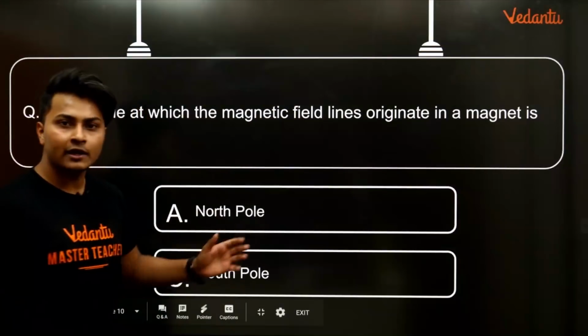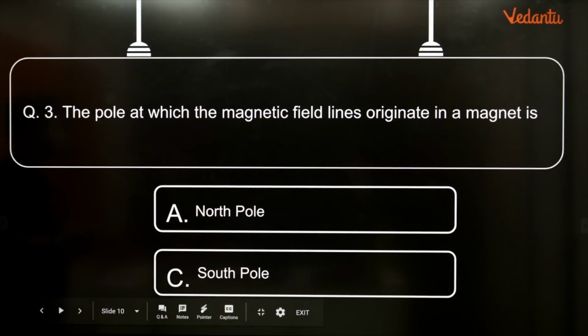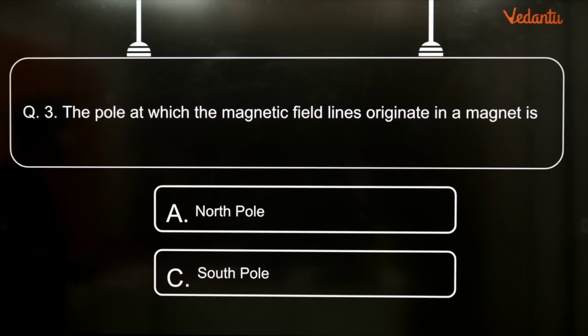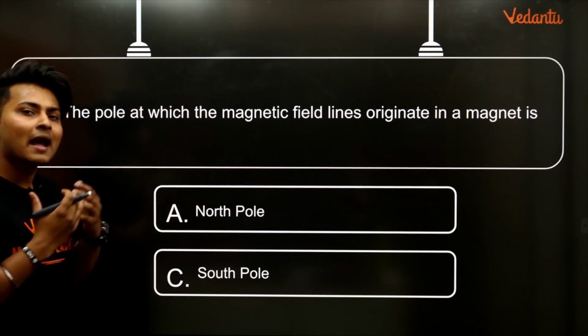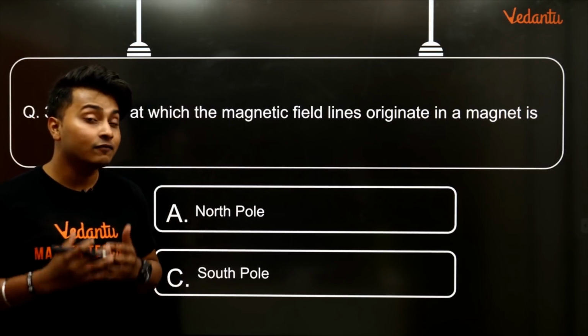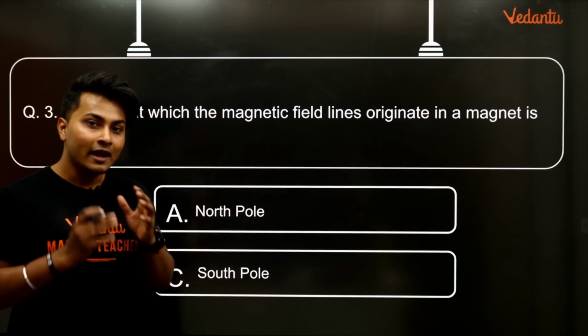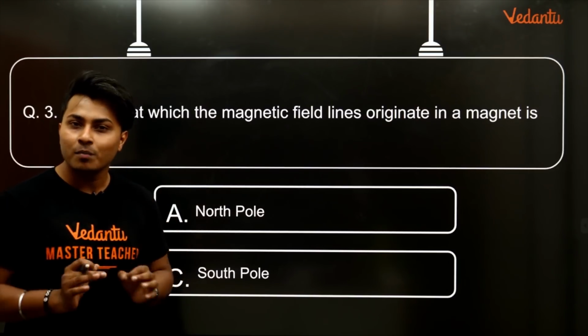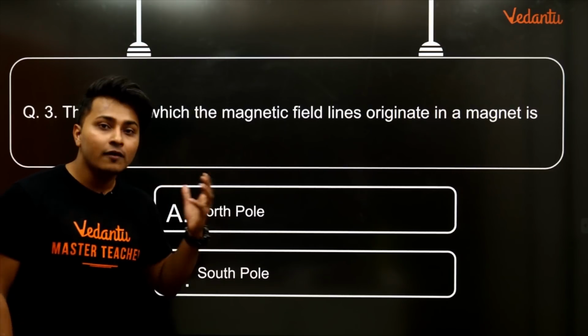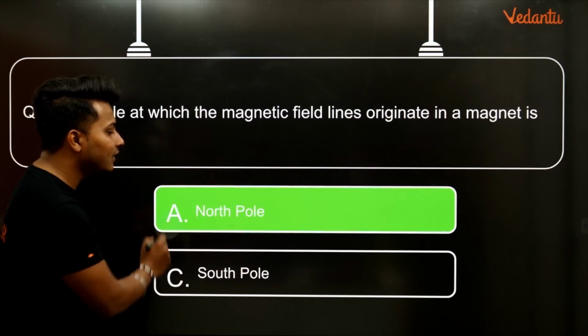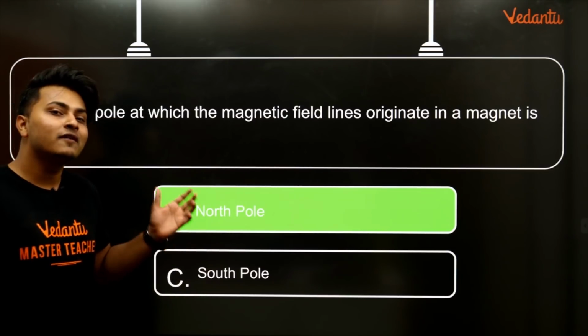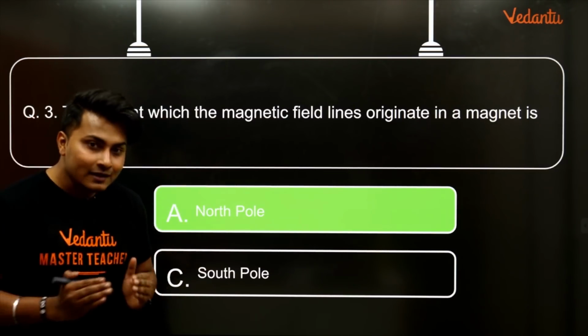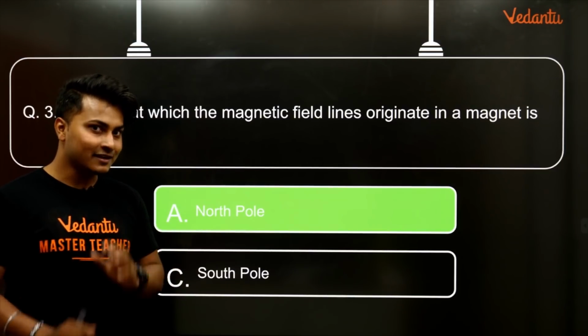A simple question I would like to ask all of you. The pole at which the magnetic field lines originate in a magnet is what? North pole or south pole? What would be your answer? From where do the magnetic field lines originate in a magnet? If you have seen a proper magnet, if you have understood this chapter, you would know this answer. It is one of the very crucial properties of magnetic field lines, that all of them originate from nothing else but the North Pole. All of them originate from the North Pole, and all of them end at the South Pole. It's a closed loop, isn't it?